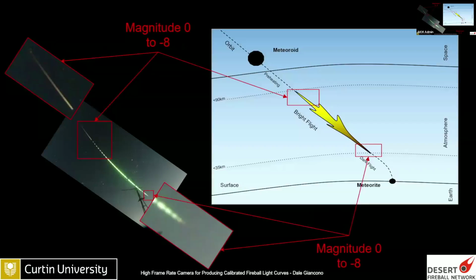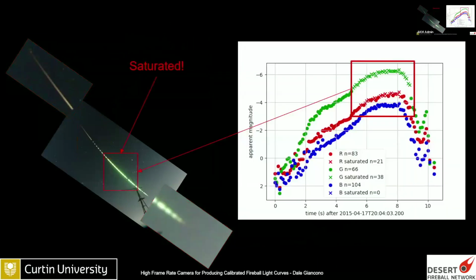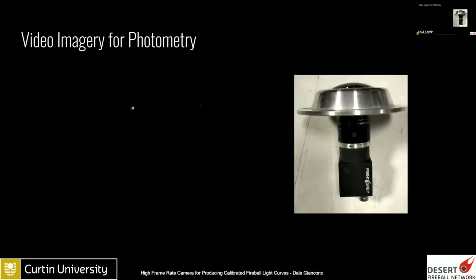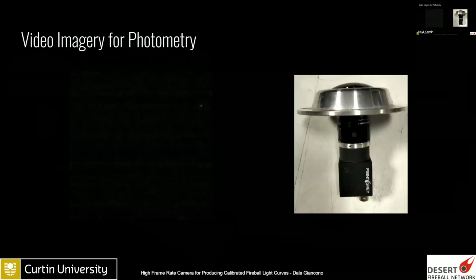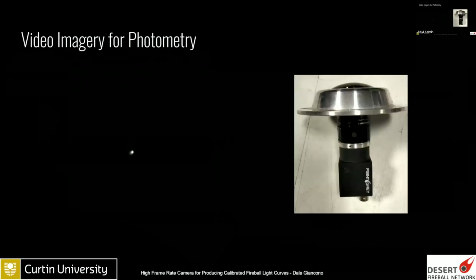This works really well for the start and end of fireball bright flight, where we have a sensitivity of around magnitude 0 to magnitude -8. However, it very often, especially for the fireballs we're interested in, saturates during the middle of bright flight. We also get video imagery of the fireballs using these small video cameras. There's an example of one there.